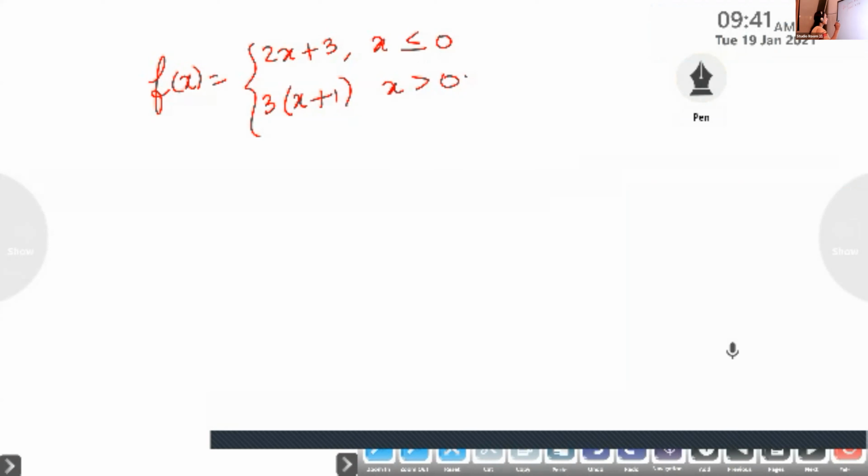So we want to find the left hand limit at 0 and the right hand limit at 0.